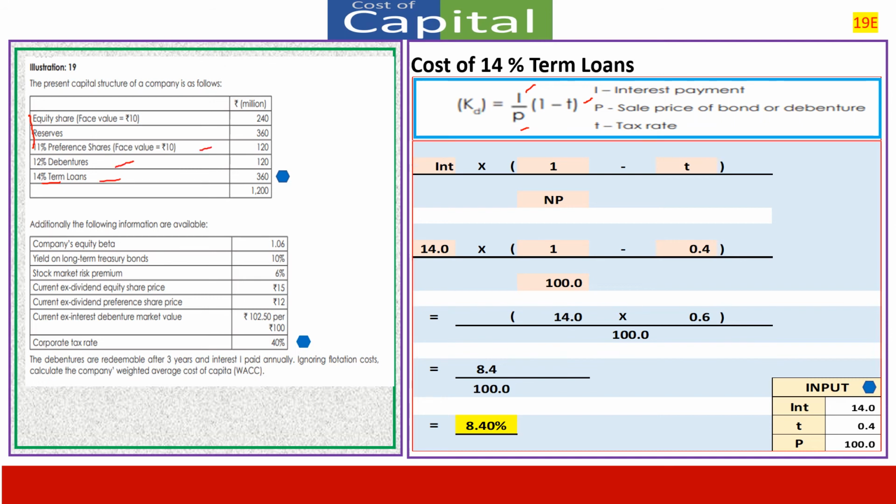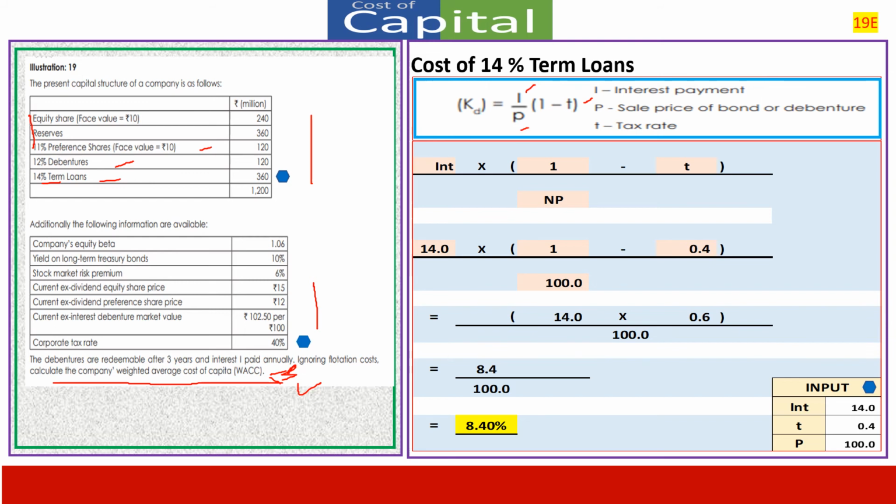What the question asks: calculate the company's weighted average cost of capital. The question is, is it book value or market value? Are you given book value? Yes, book value is available. Are you given market value? Yes, market value is available. That suggests when you are given both information, you are supposed to give both.